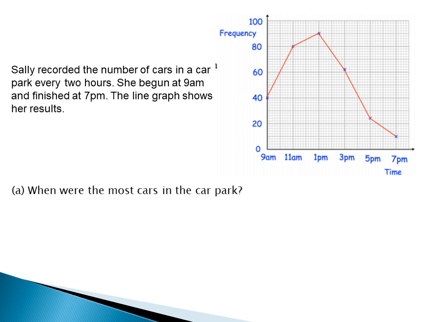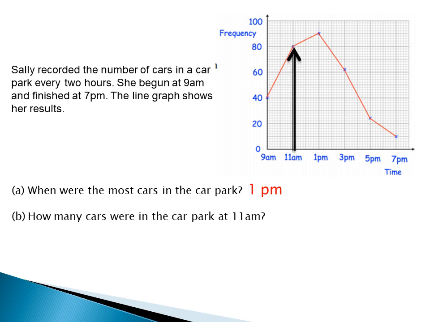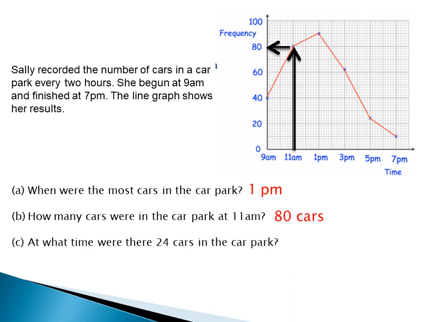When were the most cars in the car park? The most cars here were 90 cars. So at 1 p.m. there were the most cars in the car park. How many cars were in the car park at 11 a.m.? So we will draw a vertical line at 11 a.m. It cuts our line graph and then we see the frequency, which is 80 cars.